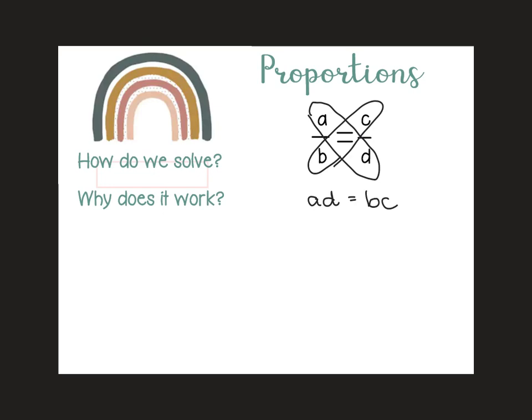The reason this works: if I tried to solve this a different way, and I just went one side at a time, if I wanted to get rid of this B, I would do the opposite of dividing by B, so I would multiply. So I would have A equals B times C on the top, and then divided by D on the bottom. Now, if I wanted to get rid of this divided by D, I would multiply by D on both sides. So over here, I would have A times D. These would cancel. I'd have B times C.